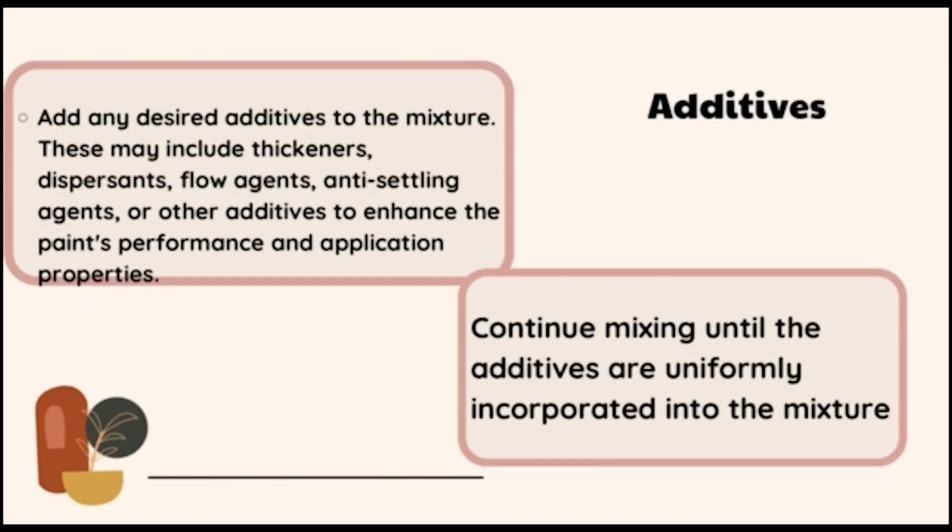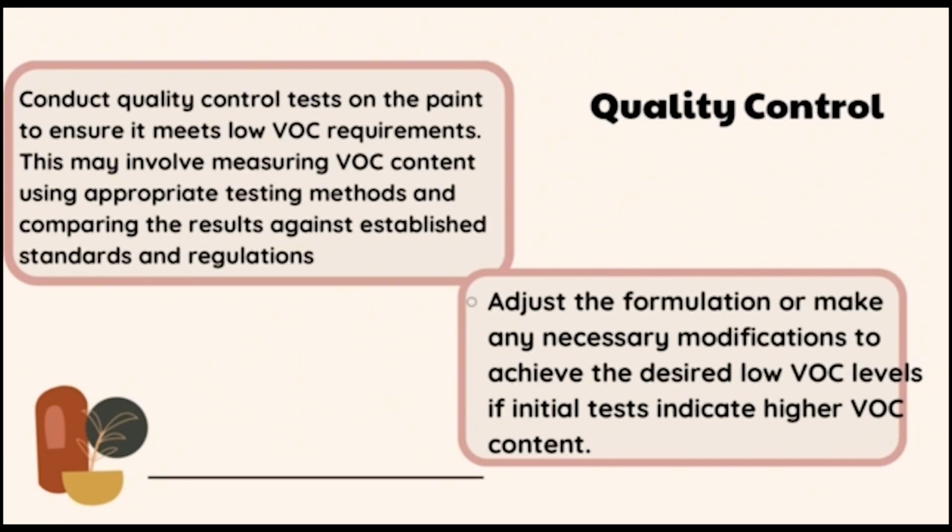Next, for the additive, we have to add any desired additive to the mixture. This may include thickeners, dispersants, flow agents, anti-settling agents, or other additives to enhance the paint's performance and application properties. So we continue mixing until the additives are uniformly incorporated in the mixture to gain a smooth mix of low VOC paint.